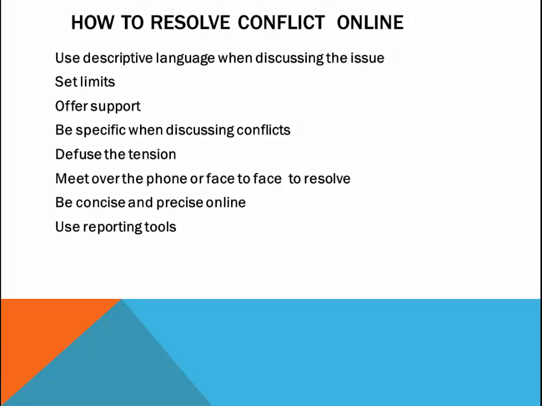How to resolve conflicts online. Use descriptive language when discussing the issue. Set limits. Offer support. Give positive reinforcements and examples of positive communication. Use relationship reminders. Be specific when discussing conflicts. Diffuse the tension. Meet over the phone or face-to-face to resolve the conflict. Then be concise and precise online. Use reporting tools.